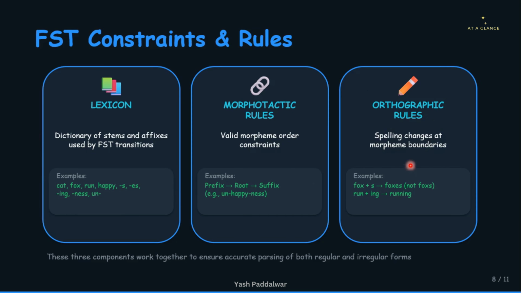Next are the orthographic rules, where spelling changes at boundaries. For example, fox plus s will give you foxes, not foxs. So these are orthographic rules which take care of these things. There is one more example: run plus ing doesn't give you runing, it gives you running. These are spelling rules followed in the English language, which come under the orthographic rules. So I hope all these three components which support FST are clear to you all. These three components work together to ensure the accurate parsing of both regular and irregular forms. I hope the constraints and rules of FST are clear to you all.